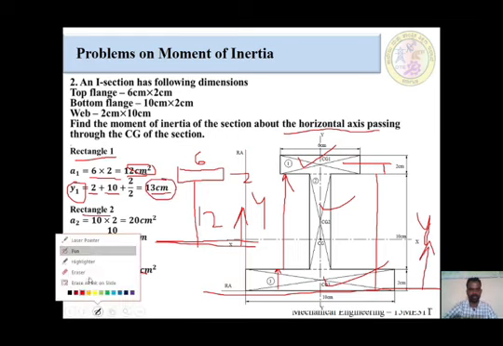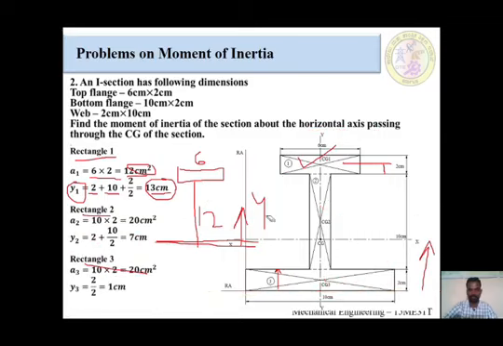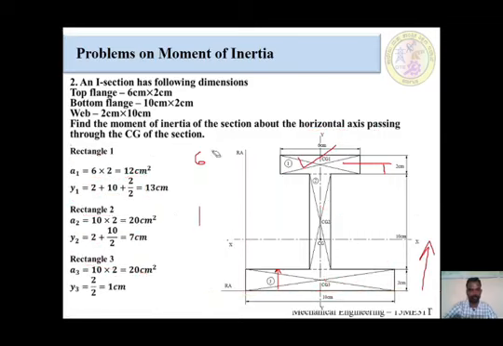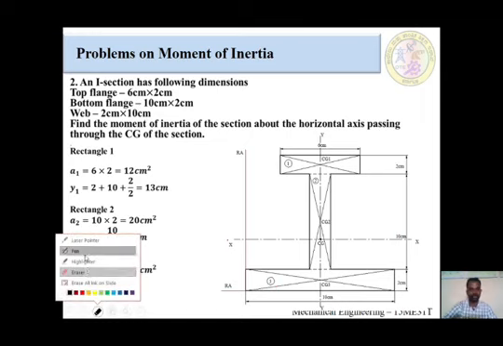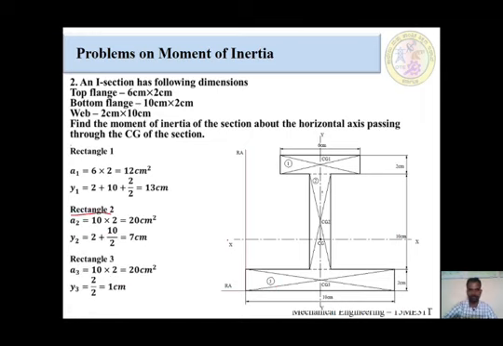I will erase these things. This is the first component calculation. After that we are going to do the second rectangle calculation. This would be the second rectangle. I am taking it out as usual. This is the web. This would be 2 centimeter. This is 10 centimeter. And how much away from this? From here to here the reference would be only 2 centimeter.